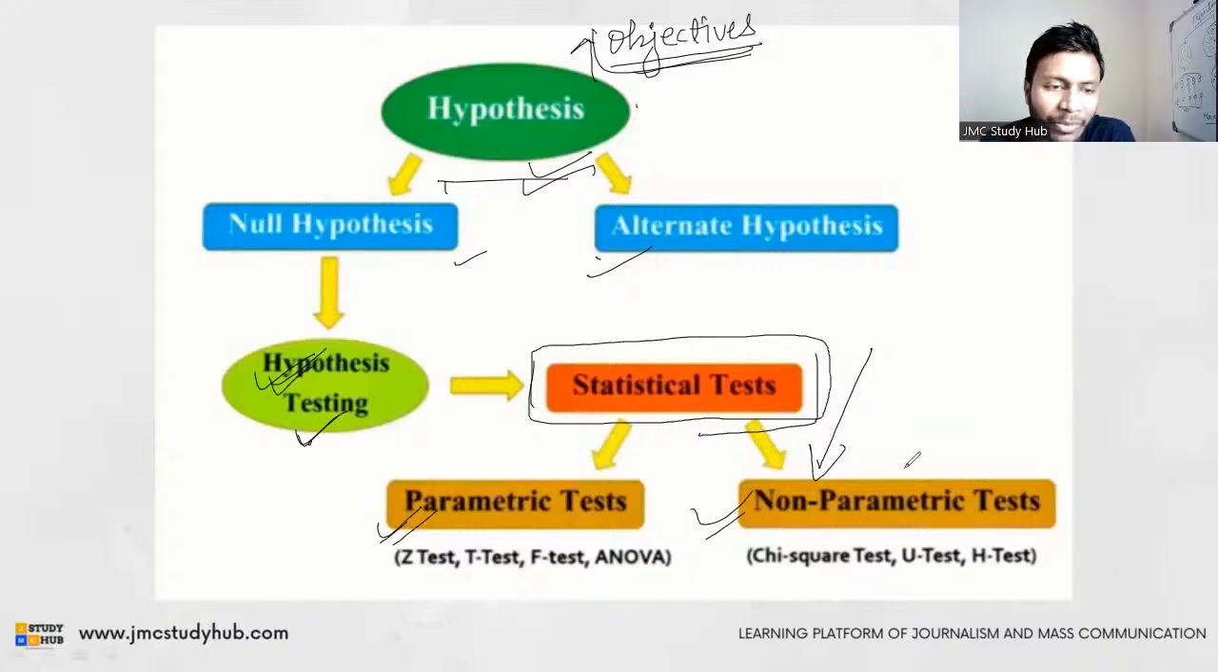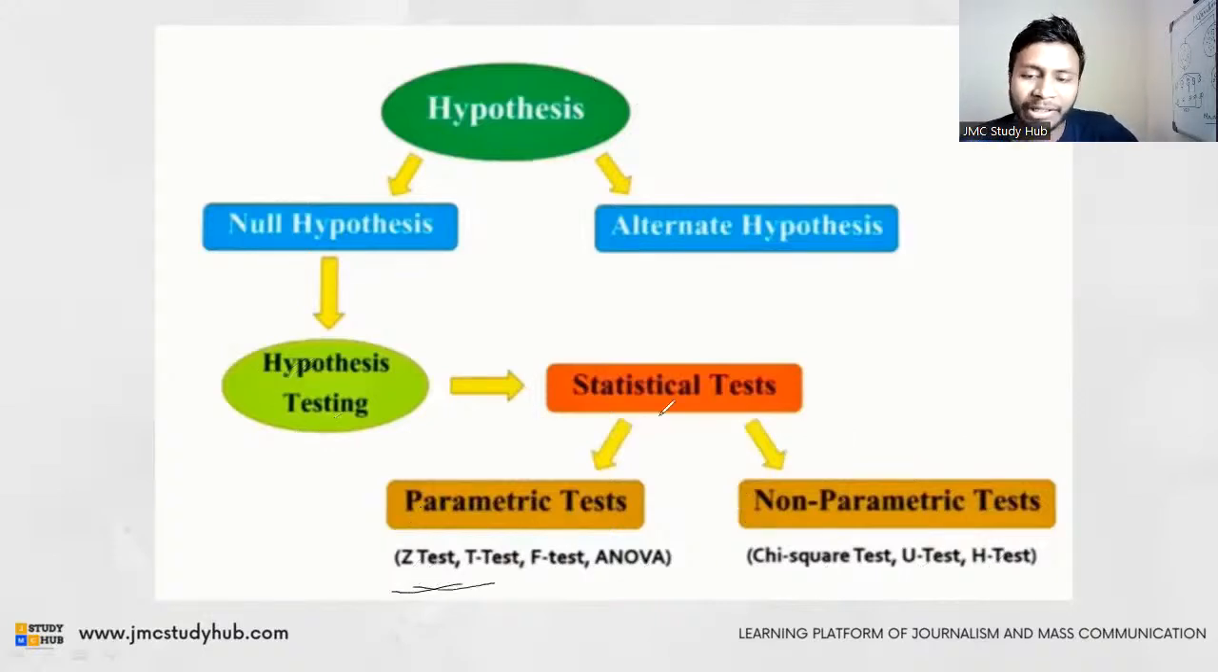Okay. So we have parametric and non-parametric. Under parametric come the Z test, T test, F test, ANOVA. Similarly, in the non-parametric tests, the chi-square, U test and H test. Okay. So what is very important here for the exam? They will give you, for example, the T test, and you have to tell whether it is non-parametric or parametric. So T test is an example of a parametric test.